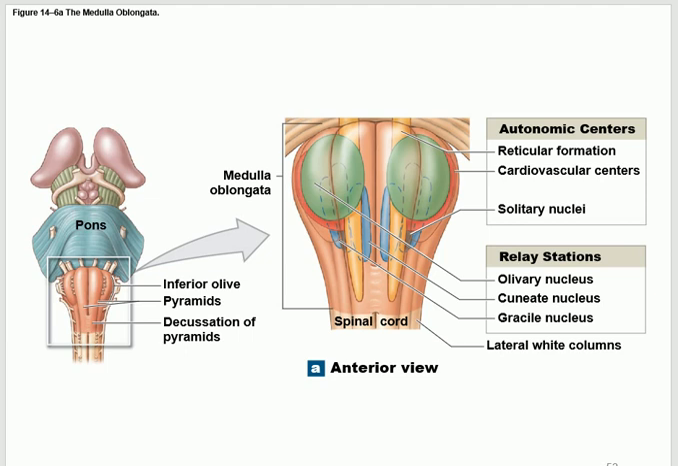So here it is. Look at this. These are the pyramids. This is the inferior olive right here on the sides. Pyramids and olive. And right here, these different parts are the reticular formation, cardiovascular center, solitary nucleus. One more time, the most important thing that you have to remember: respiratory rhythmicity and cardiovascular system. There are other functions, but you cannot forget those two. Most important two.